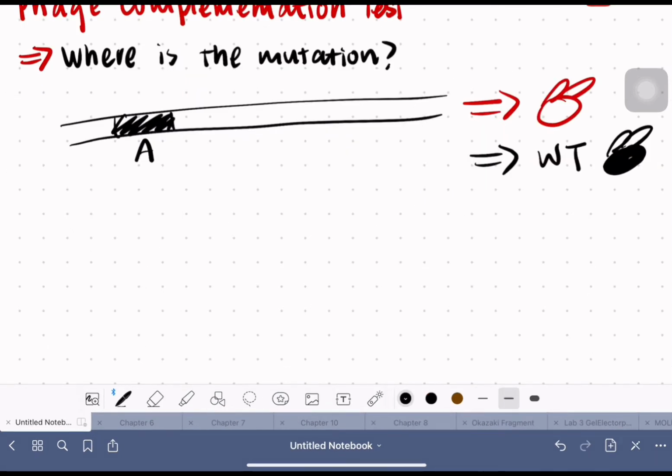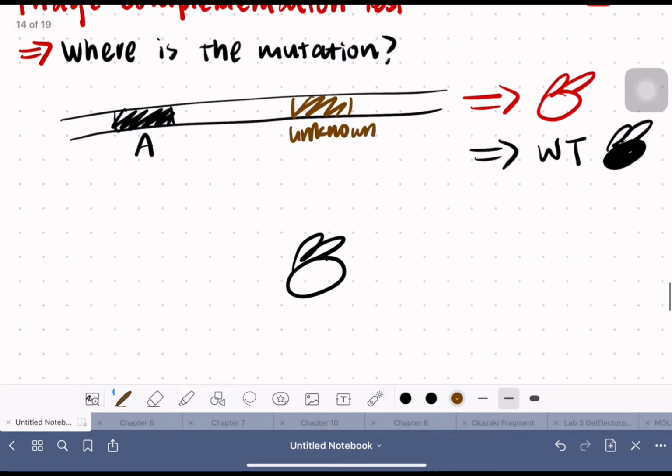Hypothetically, one day you saw a mutant white fly and you're wondering, is this mutation the same one as mutation A, the one we already know, or a completely new mutation at a different locus? Let's say it's here. So how do we test for that?